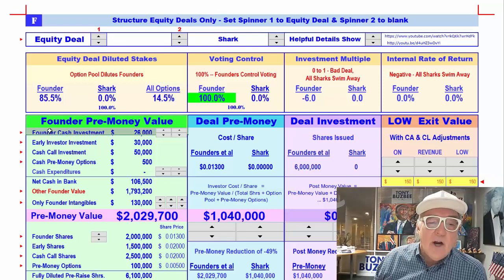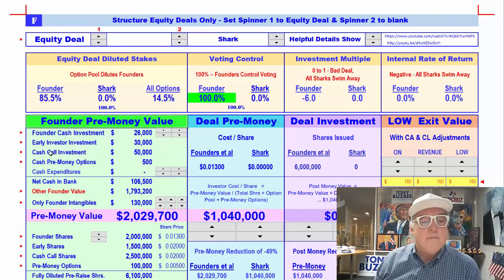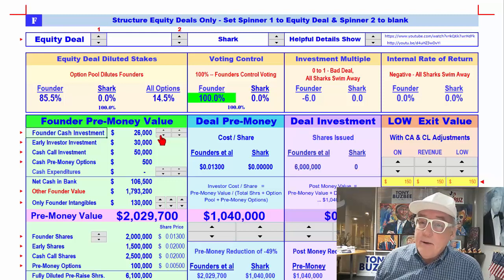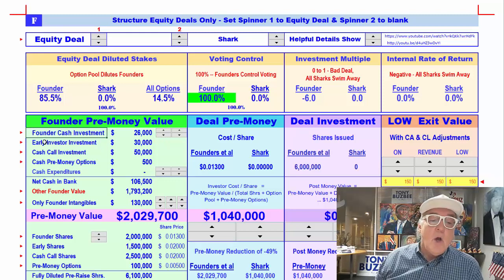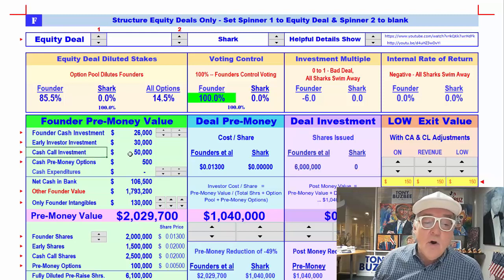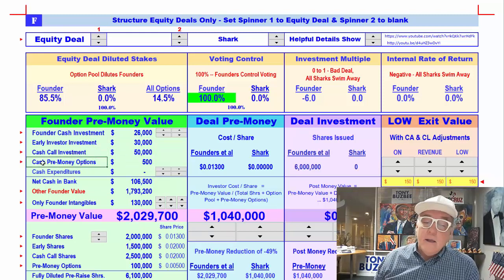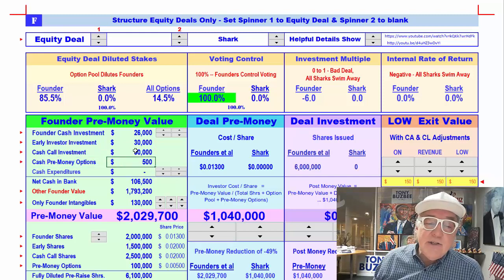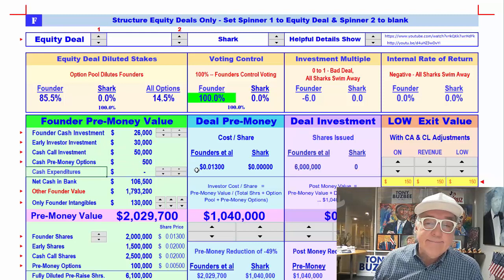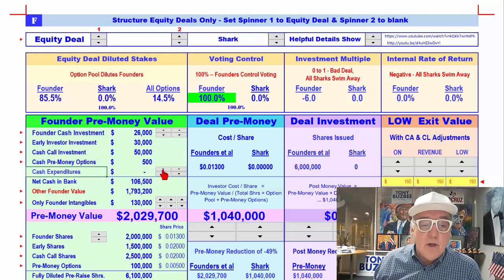So let's start here with the founder pre-money value. Here we have the founder cash investment. Remember, that was $26,000. Early investment, $30,000. The cash call investment was $50,000. Don't forget that little pre-money option. See, this is all automatic stuff. It comes right in. Cash expenditures. Well, we don't have any right now, but you could.